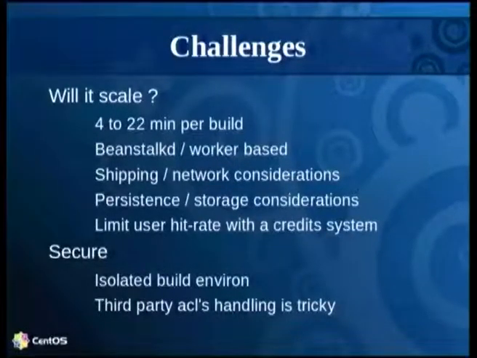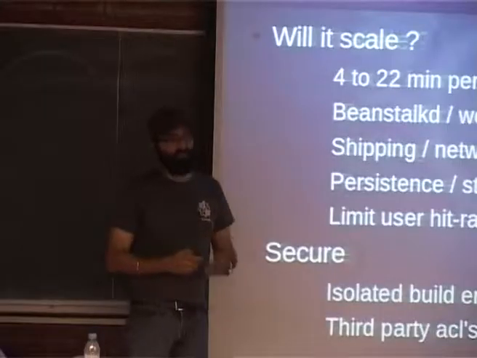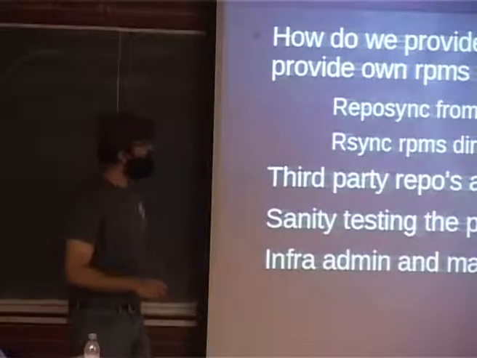It's secure, so we trust the images that are coming through. Third-party ACL handling is tricky, but we're hoping people do that on their own. We're doing AWS. We might do the Rackspace image as well, the Rackspace cloud stuff. But we're hoping that vendors do their own thing for the other stuff.